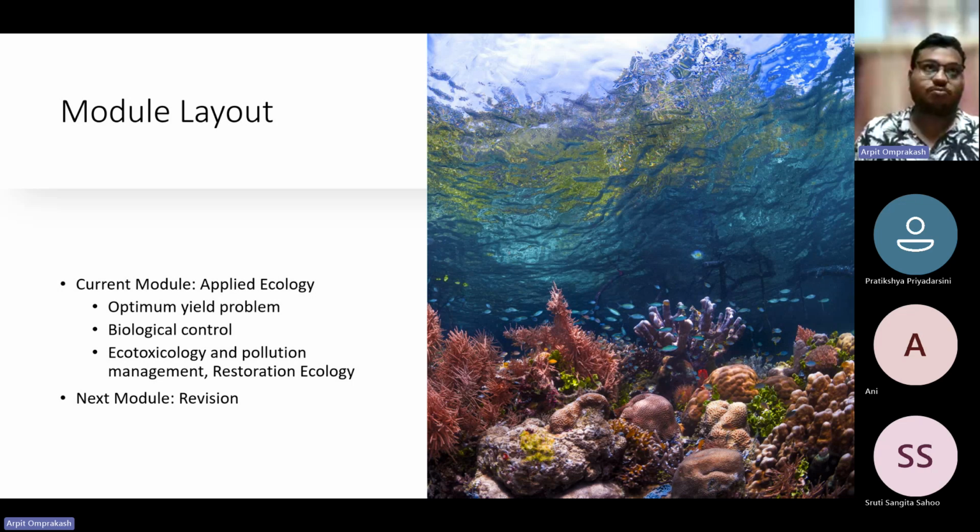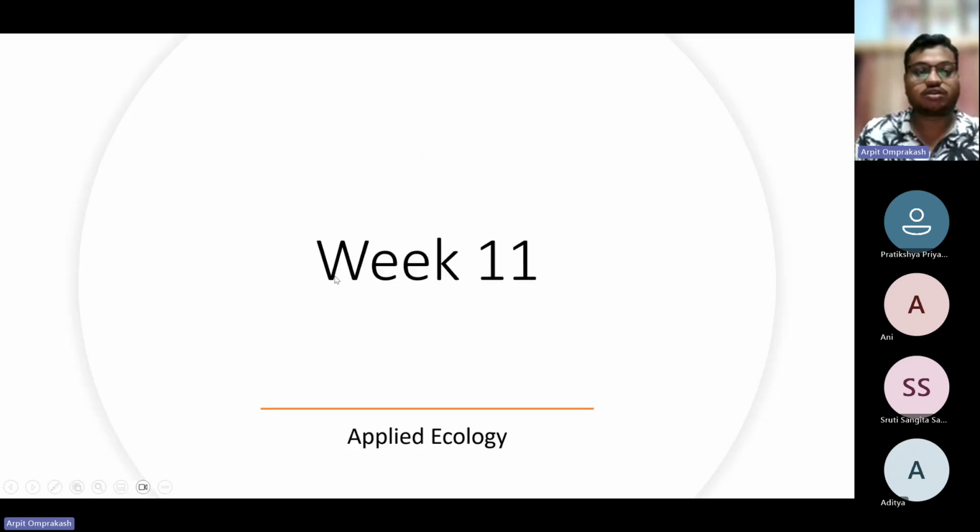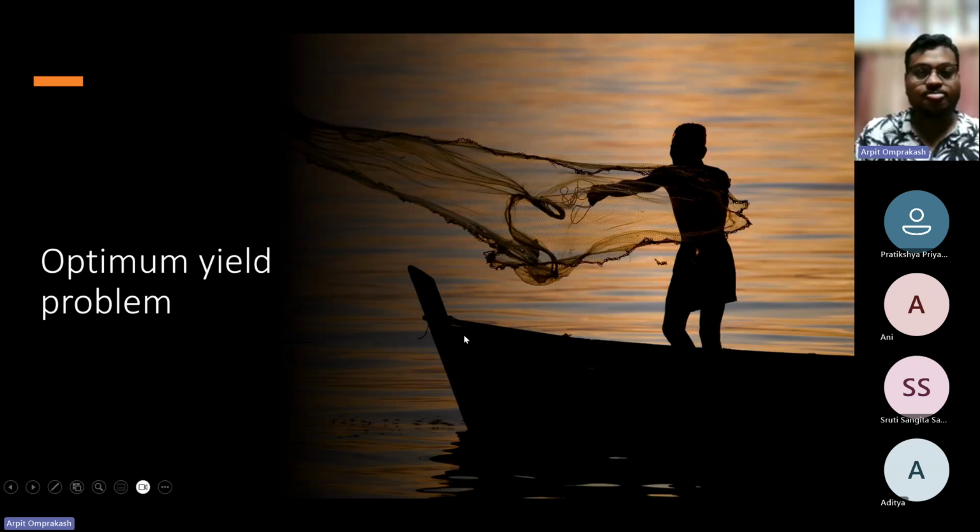Today we'll be discussing applied ecology, which consists mostly of the optimum yield problem, where we try to determine what is the optimum amount of resources that we can use while also doing it sustainably so that we don't affect the environment. The second thing is about biological control, where we talk about pest control and practices that can best help us get rid of pests, mostly for agriculture. And the third one is ecotoxicology and pollution management, where we also talk a bit about restoration ecology. So we'll start with week 11, applied ecology.